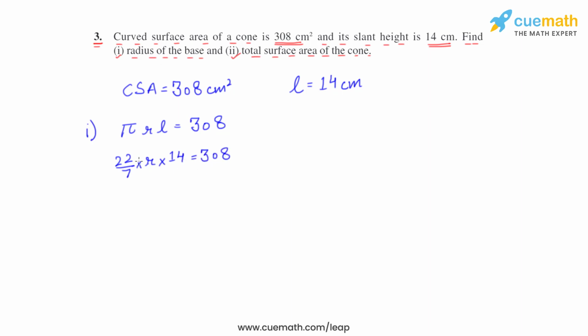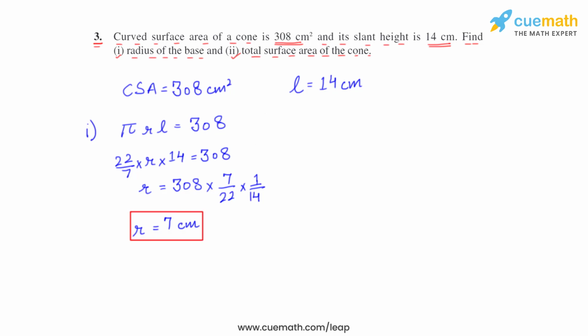We can shift all these terms to the right side and they will become reciprocals. So 308 multiplied by 7/22 multiplied by 1/14. When you simplify this, you will get r as 7 centimeters. So it means the radius of the base is 7 centimeters.